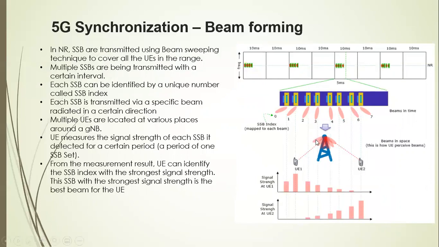The beams have to be swept from one angle to the other extreme angle so that it will cover the entire coverage area. That means all the devices present around this circular area will be covered using the beam sweeping technique. That means if you see here, system information block 1, block 2, block 3, block 4.